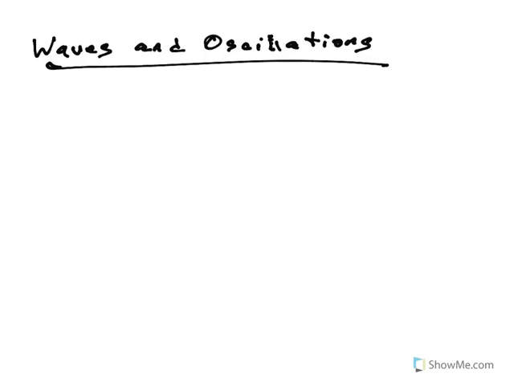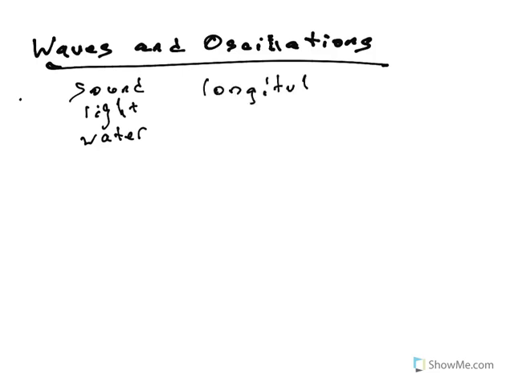All right, this time we'll talk about waves and oscillations. Obviously, there's different forms of waves out there. There are sound waves, light waves, water waves, all sorts of different waves. But they basically all come in two different types. There's what's called longitudinal waves, and then there's transverse waves.